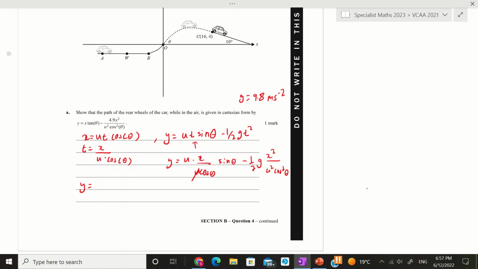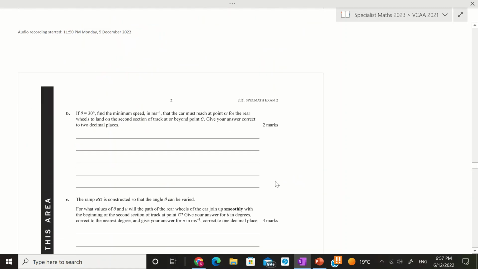Well, the u's will cancel out. Sine on cos becomes tan, so that's what we get for the first bit here. We just get x tan theta. The next thing we see is this half g term here, and since g is 9.8, half g is just 4.9. So we'll get that minus 4.9. The x squared is on the top, so 4.9 x squared on u squared cos squared theta, which is what we wanted to get. So we successfully showed what we wanted to show. Okay, cool. Let's go to the next question.